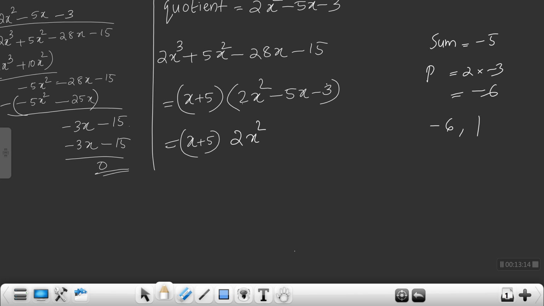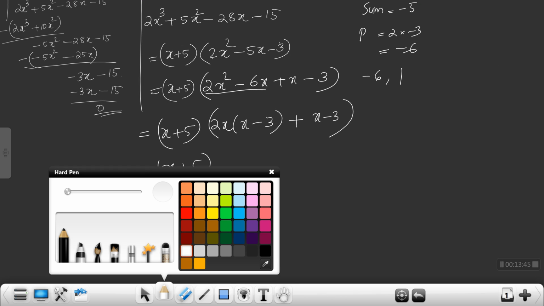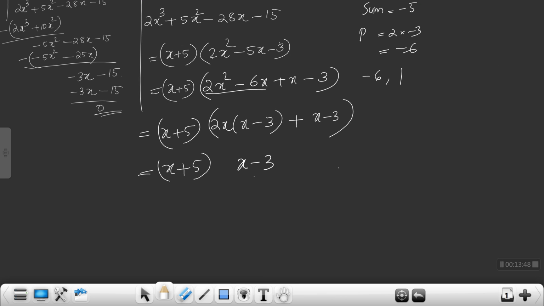Now we split the negative 5x as negative 6x plus x, then minus 3, is equal to x plus 5 into, now we group the terms and take the common term outside. Here 2x square minus 6x becomes 2x into x minus 3. And here x minus 3, same as x minus 3. And this is equal to x plus 5 into, here x minus 3 is common, so we write x minus 3 into 2x plus 1. That is, the factors of the given polynomial are x plus 5, x minus 3 and 2x plus 1. Thus we factorize the given polynomial completely.